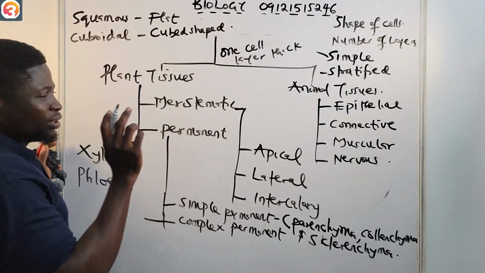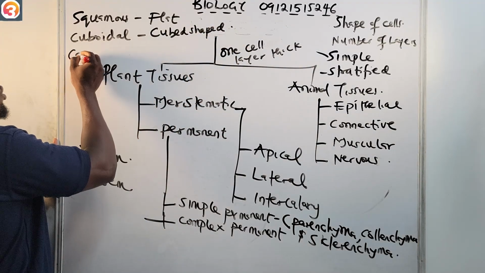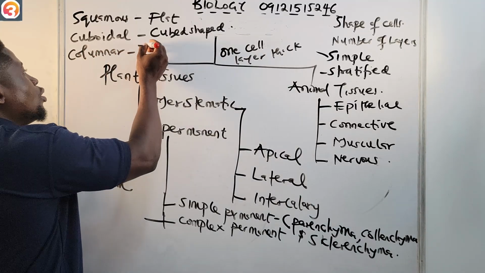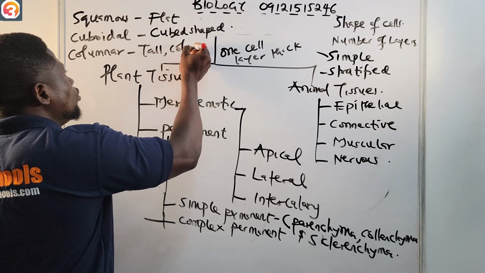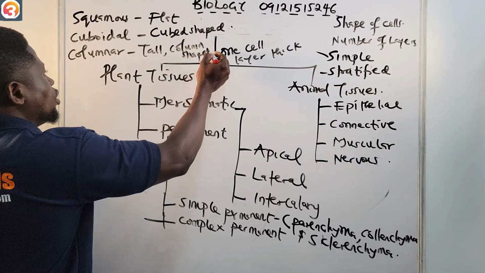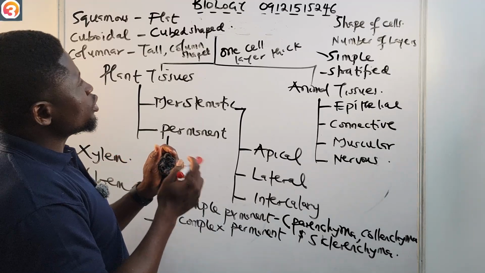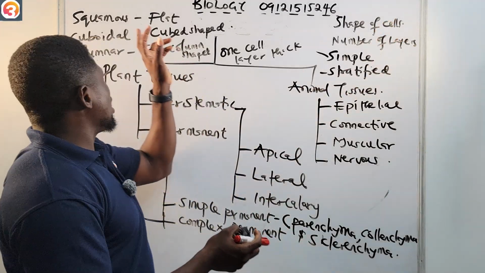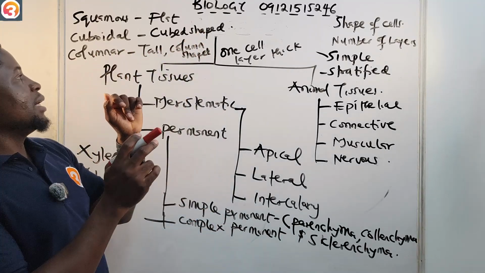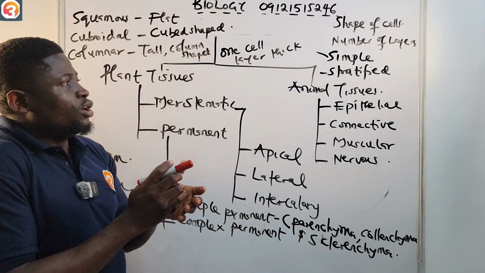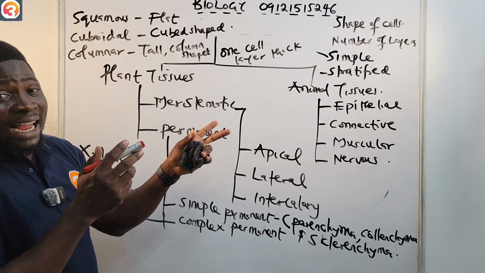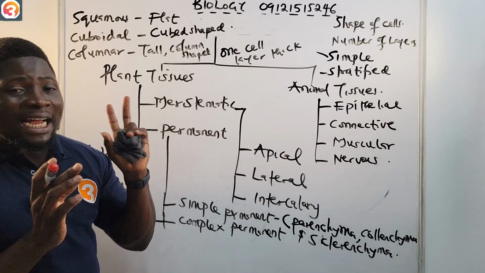Then we also have, thirdly, columnar, which means they are tall, or column shaped. So based on the shape of cells, we have squamous, which are flat; cuboidal, which are cube shaped; and columnar, which means they are tall, or column shaped. This is how we classify epithelial tissues.